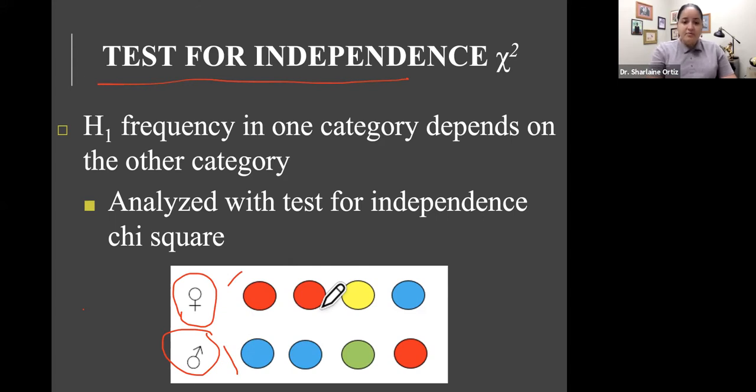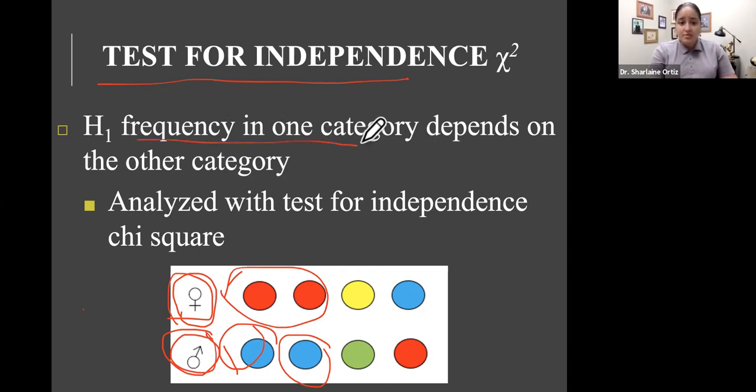So for example, if we look at this example here, an answer that we could give is: because one is male, we would prefer the X color pill, right? Because one is female, one would prefer the X color pill. So notice that your frequency, the number of individuals in that category, for example, the number of individuals who prefer that red pill, depended upon the other category. In this case, that would be sex.